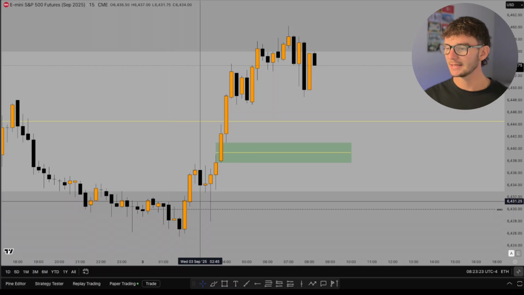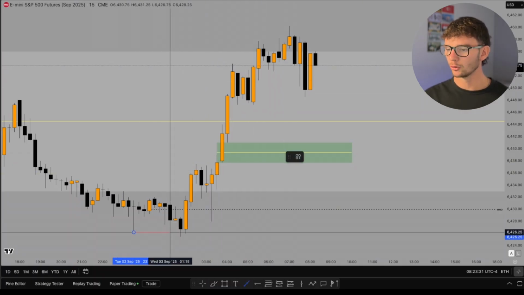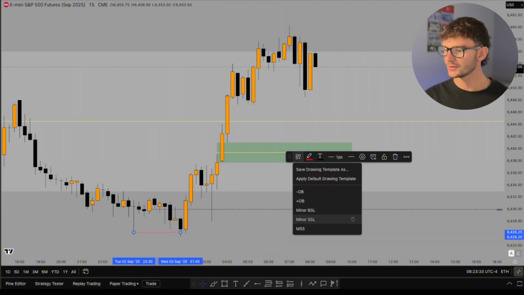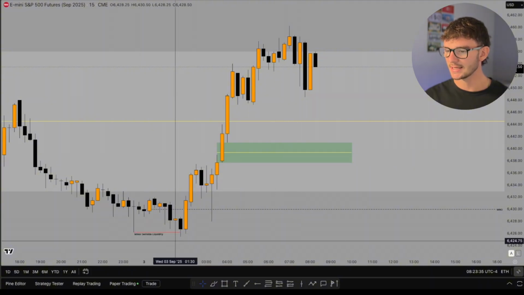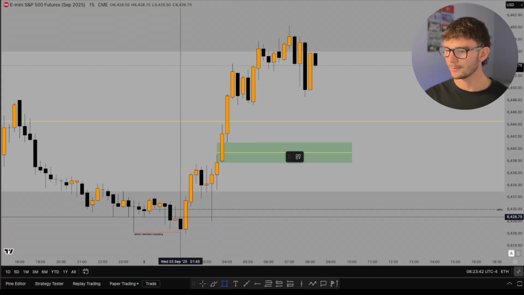If it's expanded like we have here, and not only is it expanded, but it's also had a stop run just below the midnight open. So you can see here, this sell side was taken, and then that became the start of this move up, and it also respected this fair value gap here on the way up.